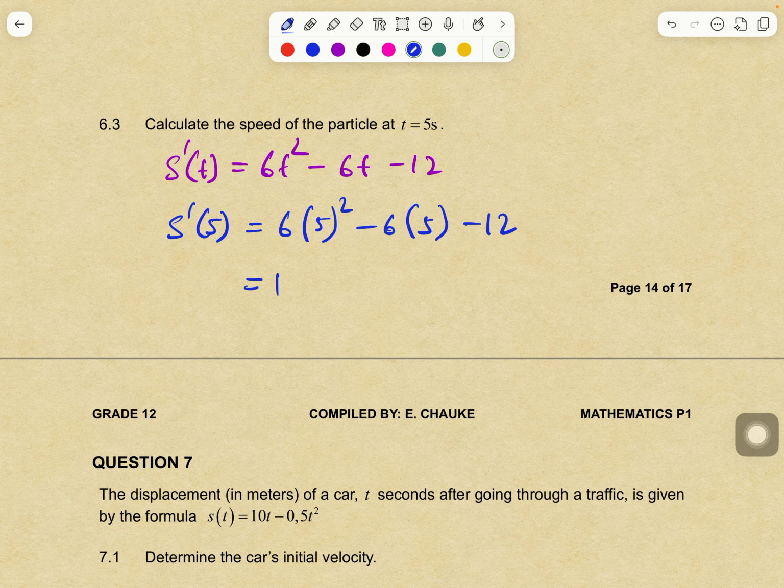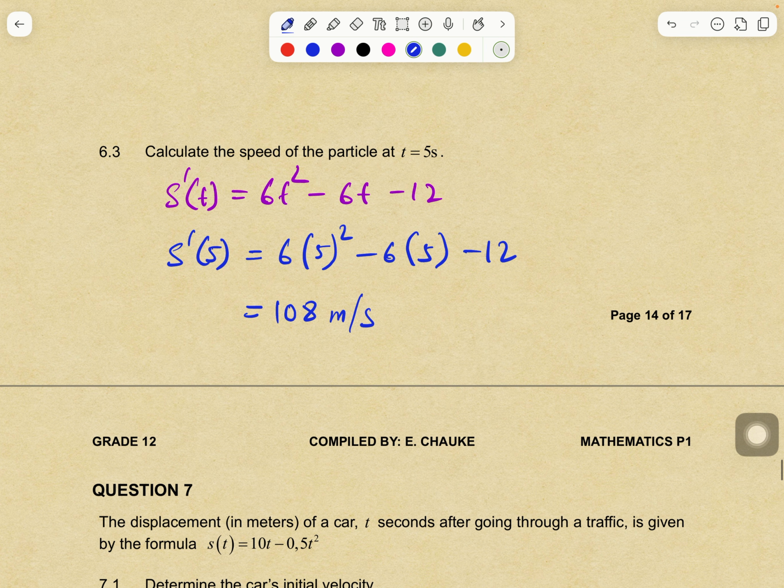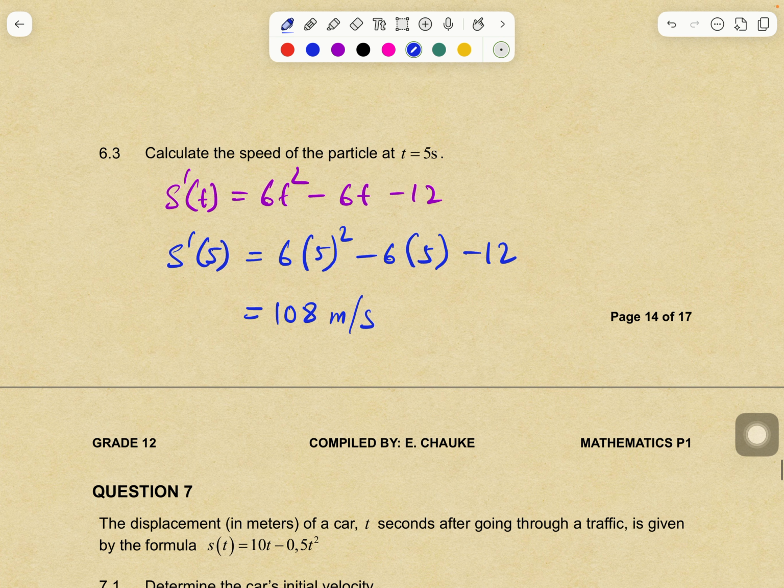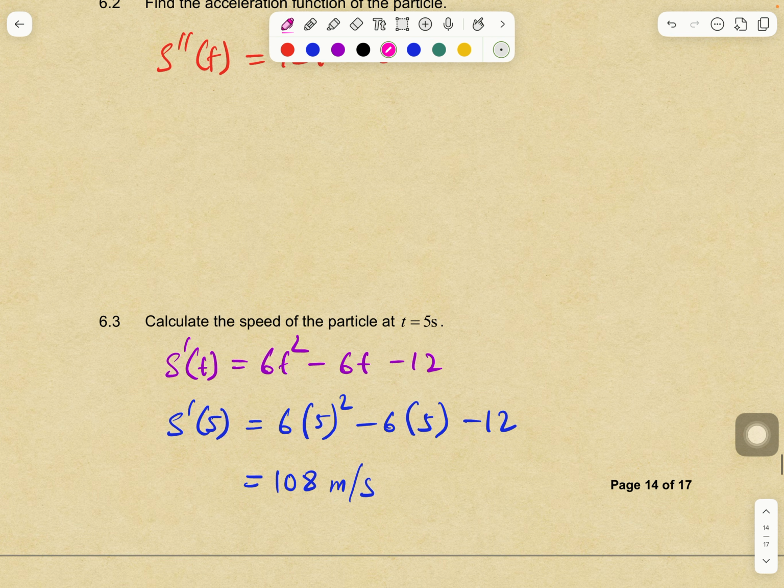This gives me 108. So this is the speed. Speed is measured in meters per second. That's how you are going to pen this one down. If you don't want to use this, you can say it's meters per second, like that. If you are doing physics, you will get that particular notation. That's how you're going to deal with this.